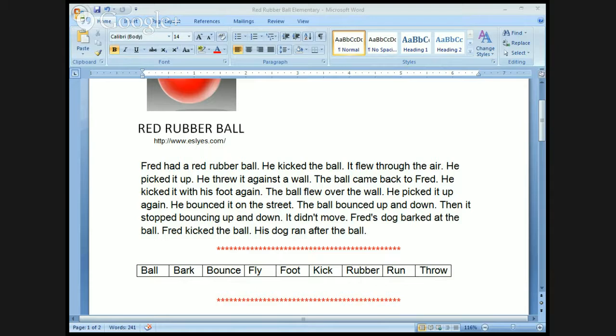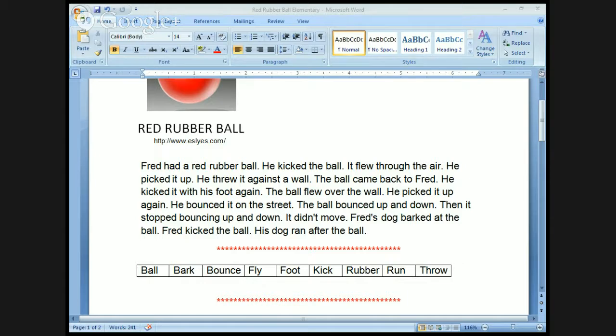He picked it up. What did Fred pick up? That's right. Fred picked up the ball. He threw it against the wall. Who threw the ball against the wall? Right again. That was Fred.